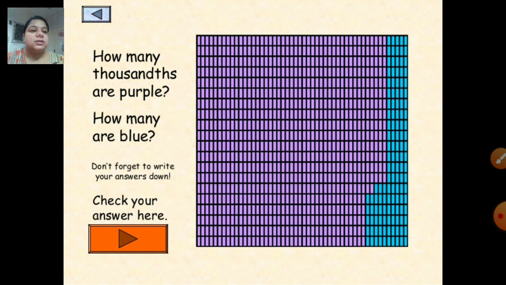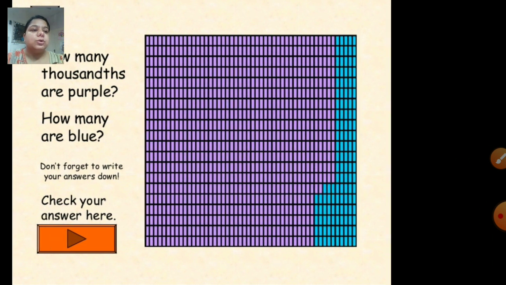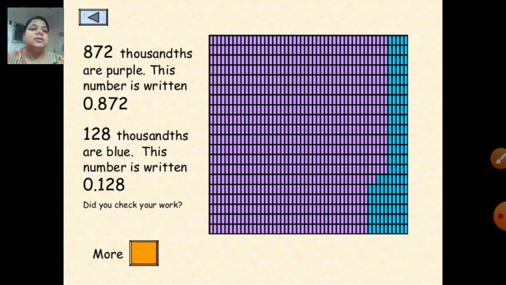Now these are the 1000 squares. We have divided the full square into 1000 parts, right? So how many are purple? You can see 872 small squares are purple. So this will be written as 0.872, and the rest, 128, are blue. So 0.128 is the blue part.